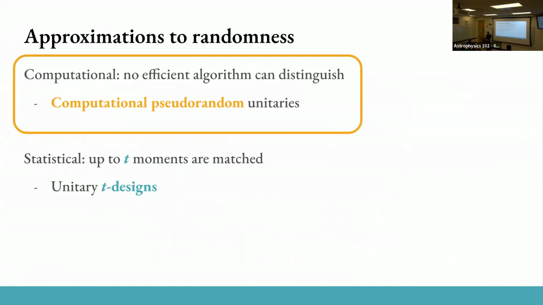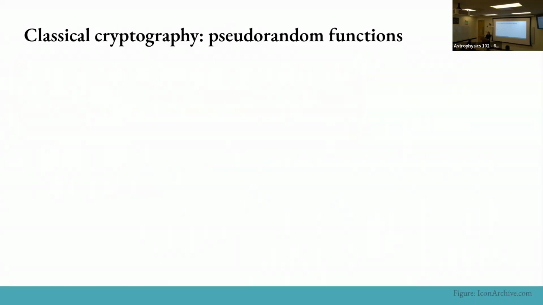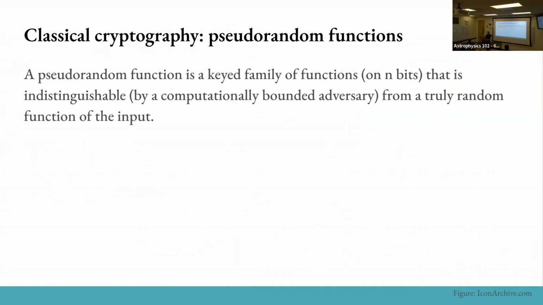Okay, so Michelle defined T designs, but now I'll get into the definition of computational pseudorandomness. First, I'd like to draw an analogy to classical cryptography because this is a cryptographic definition. You might or might not be familiar with it, but I think it's still a good analogy. So what is a pseudorandom function? A pseudorandom function is a family of functions on n bits, like classical, with a secret key. These functions without the secret key are indistinguishable from a truly random function on n bits.